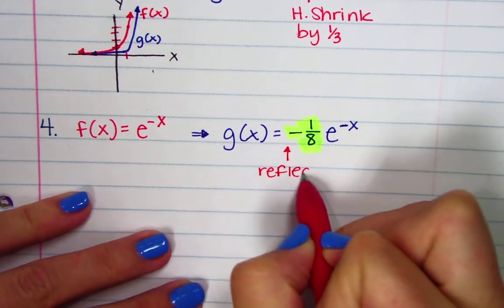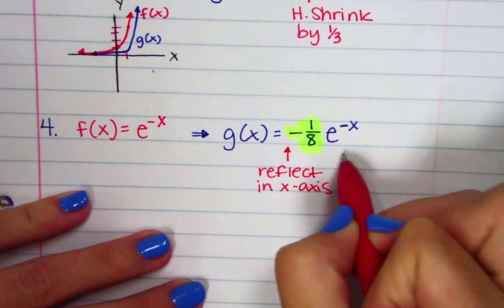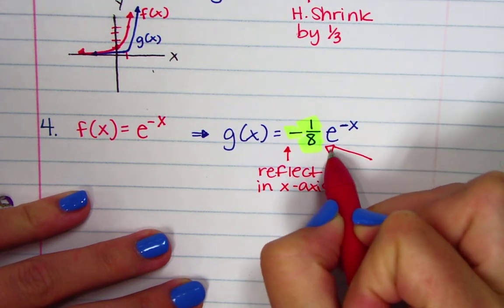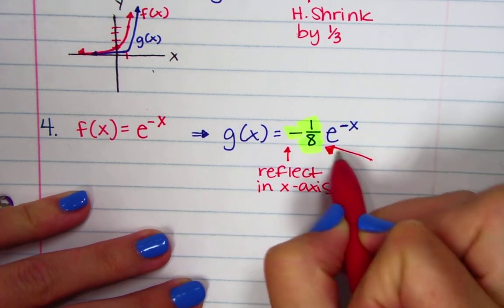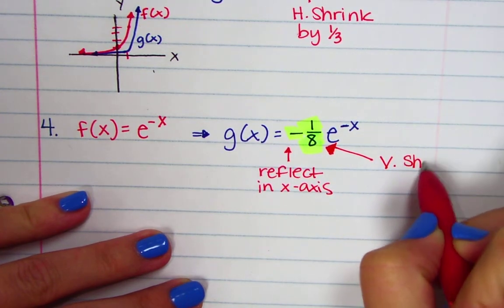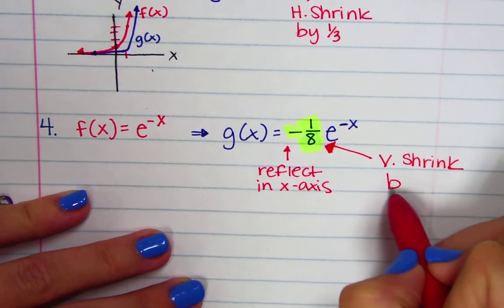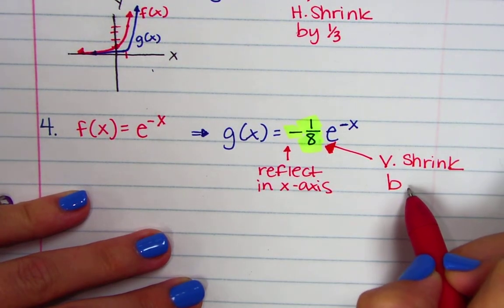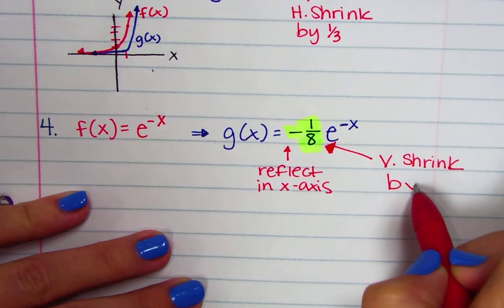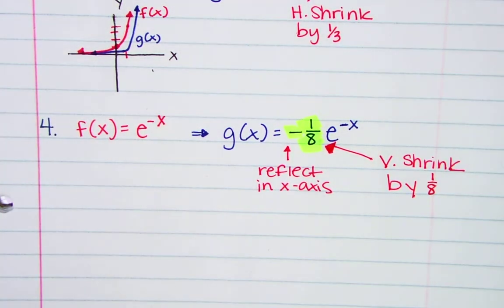Reflects over x or y? Okay, just like we've learned before. And what does the 1/8 do? Is it horizontal or vertical shrink? Vertical, right? Vertical shrink and stretch stays the same number. And if it's a fraction, it's a shrink. If it's a whole number, it's a stretch. Okay, vertical shrink by 1/8 and reflect in the x-axis.